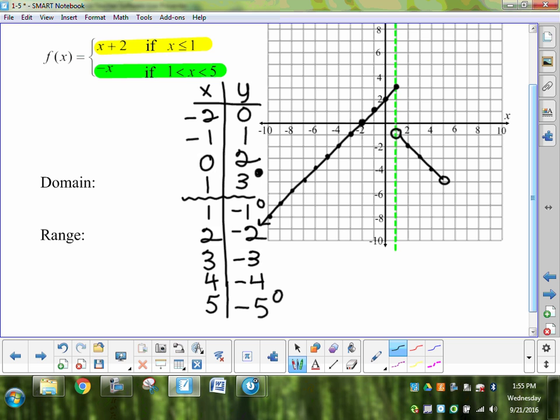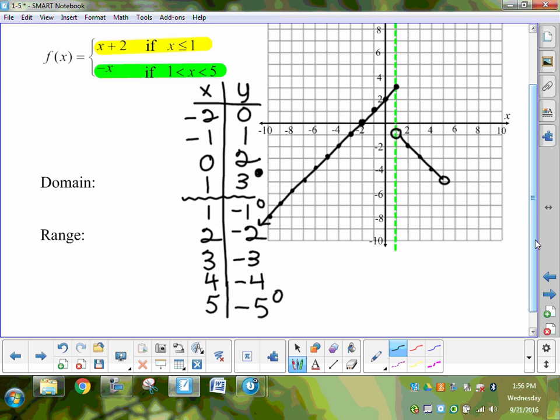Looking at what we have now, you have successfully built this graph. Now let's answer our questions about domain and range. So McKenna, what's the domain on this graph going to be? Negative infinity. 1. No. Too restrictive.